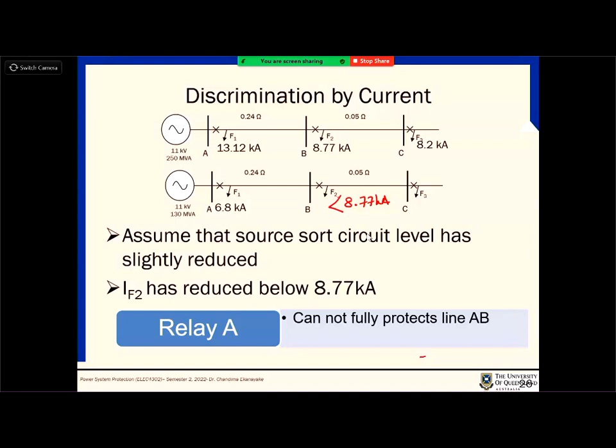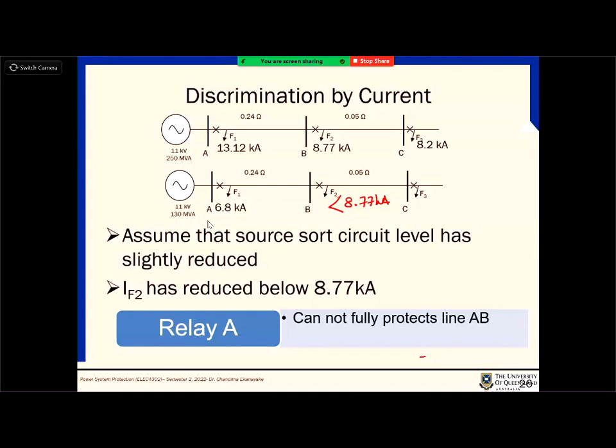So that's the problem with discrimination by current. If you only look at it, under one condition you set the relay parameters, and because I set it based on the largest fault currents, it won't work then. Then what is the other option then? You will consider not the largest. What happens if you set the smallest fault currents?